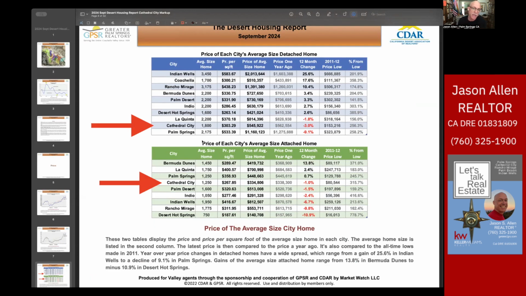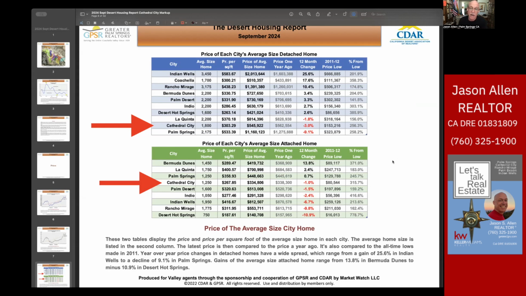And to do that, we say in the city of Cathedral City, average detached home size is about 1,800 square feet. Price per square foot, 303. Average price of the home. Now, compared to a year ago, that is down 3%. However, looking all the way back to 11, 12, the very lowest in our most recent historic market, homes are still at 256%. So long-term, houses remain a good investment.